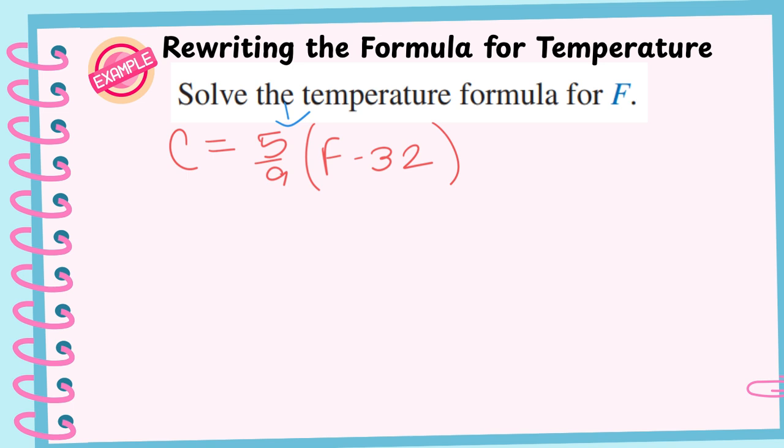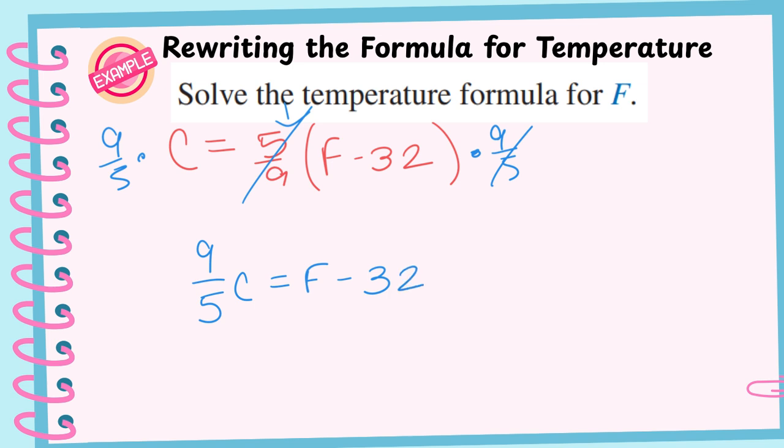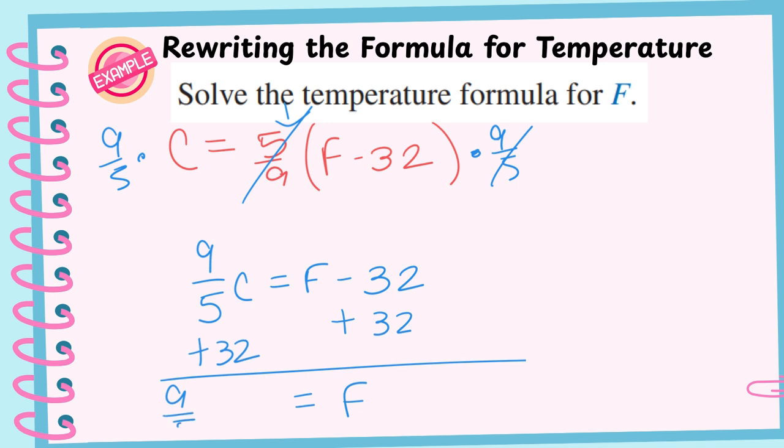So how can I get rid of that multiplication? By doing the what? The inverse. That means I'm going to multiply it by 9 over 5 to cancel this out. And I'm left with 9 over 5 C equals F minus 32. How do I get rid of that 32? By addition. So my Fahrenheit now equals 9 over 5 C plus 32.